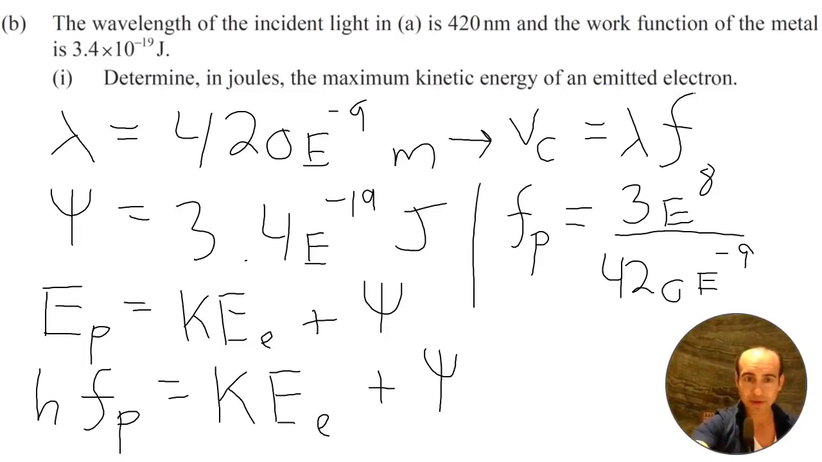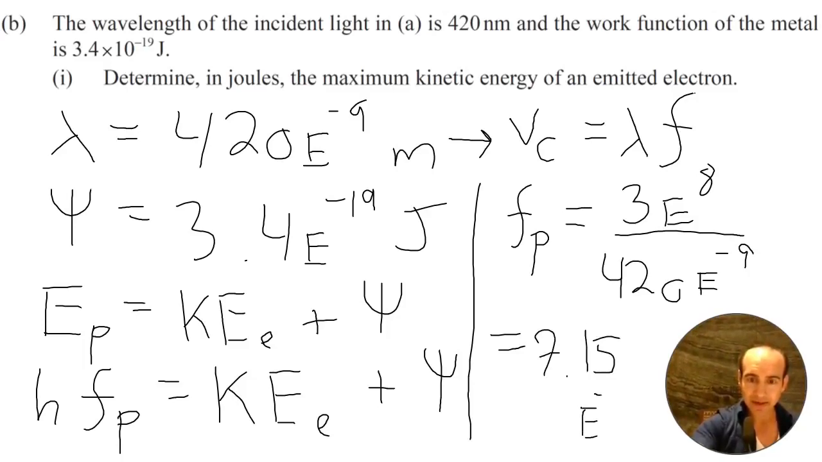If you plug that into your calculator, you should get something like 7.15 e to the 14. Oh, sorry, that's not negative, that should be positive. And that's going to be in hertz, or seconds to the negative 1. You can stick that in there, and we're going to use that value when we find the energy of the photon and then later the kinetic energy.